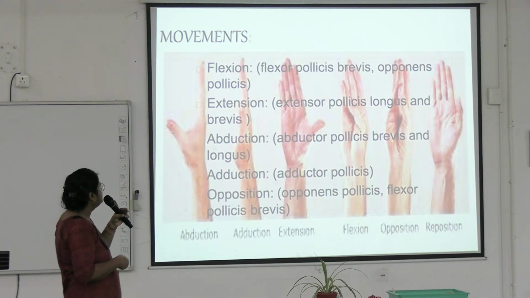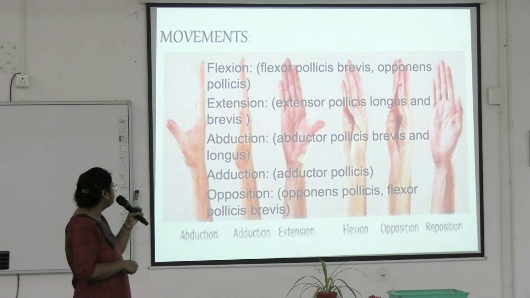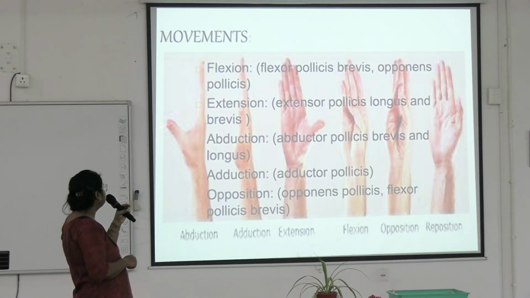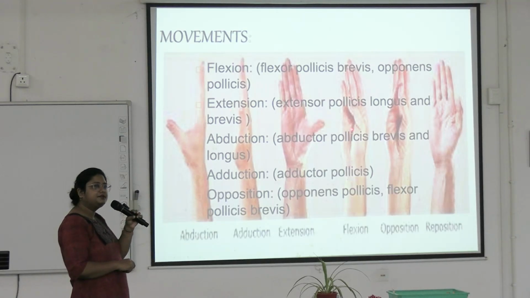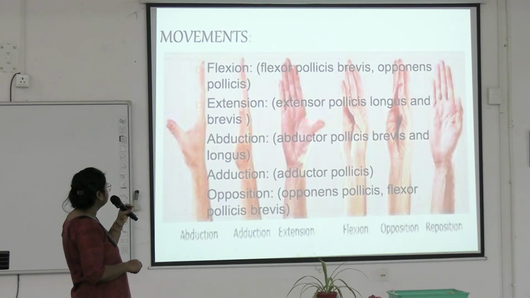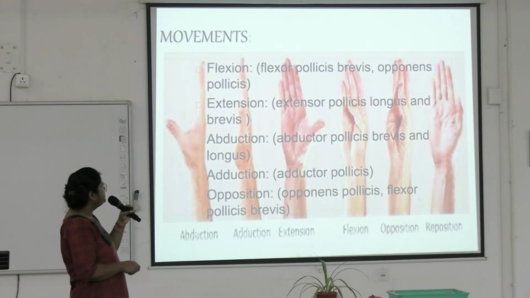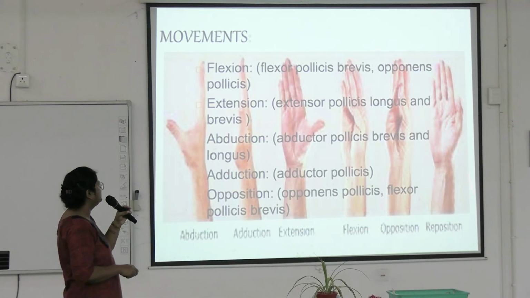Now, what are the muscles involved in different movements? See here, this is abduction occurring perpendicular to the plane of the palm, and adduction. This is extension occurring in the plane of the palm, extension and flexion. This is opposition, and this is reposition. This is in anatomical position.